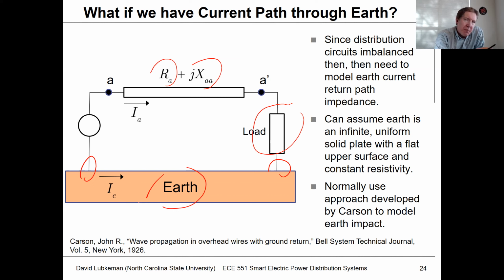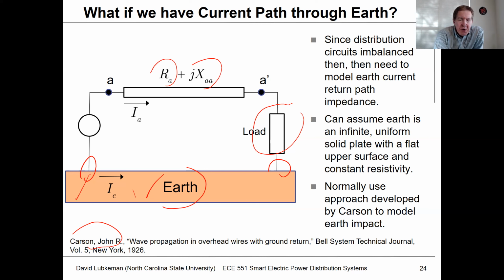It actually wasn't a power person who figured this out. It was a communications person by the name of John Carson. He wrote this paper back in 1926 where the application was in communications, and the power people adapted it toward power systems. Basically, this paper talked about an approximation for modeling the effect of Earth.